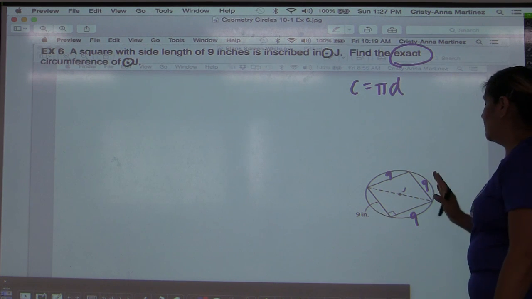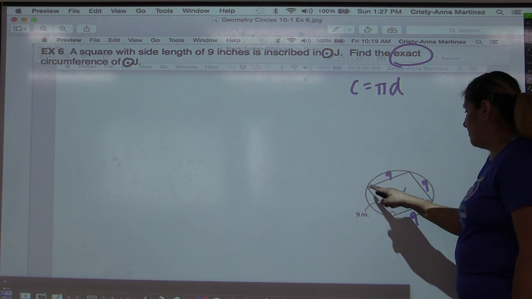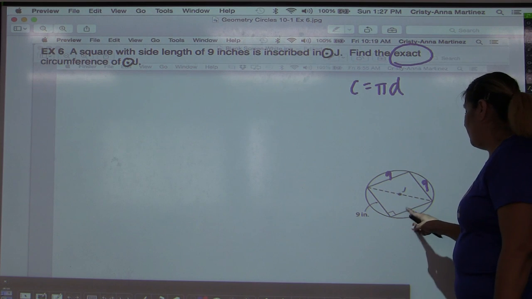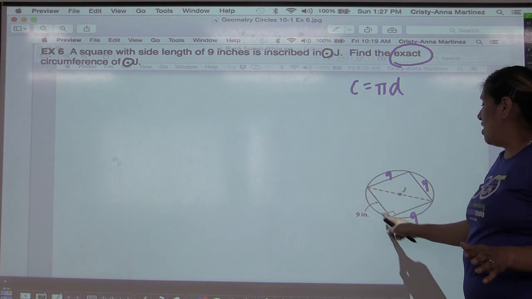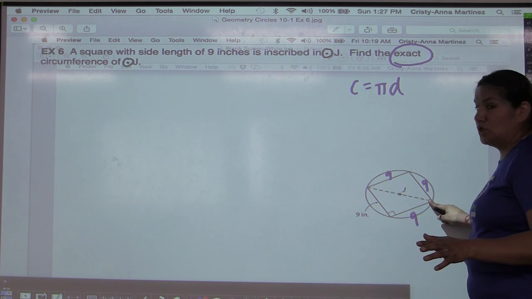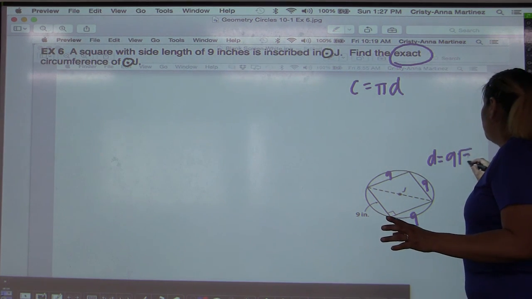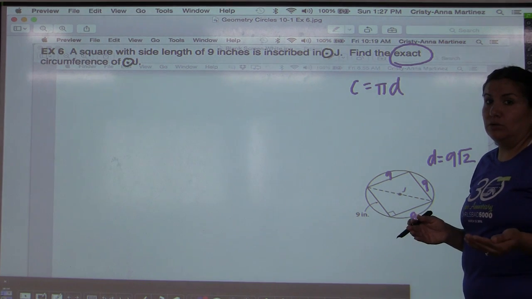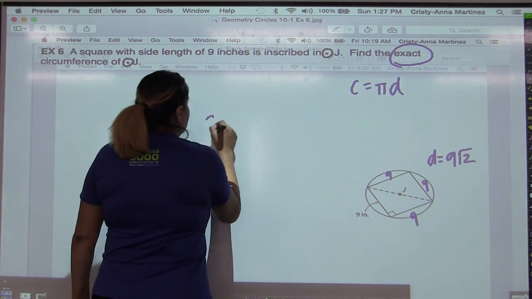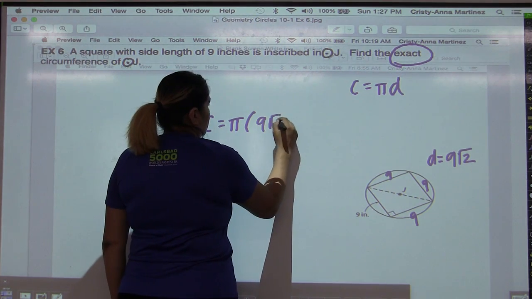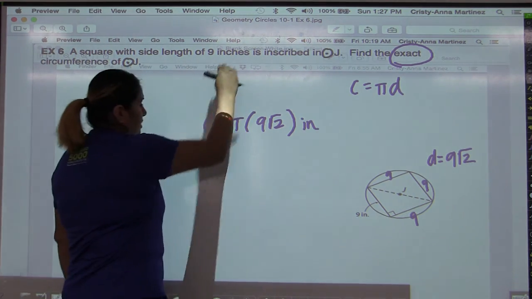And what I know is that this is a square, and so this is a 90-degree angle, and all of them are 90-degree angles. And if I'm going to cut this in half, this is going to be a 45, 45, 90. And we know that's a special right triangle, and when you have a 45, 45, 90, you have side, side, and side root 2. So we know that the diameter is 9 root 2 based on the 45, 45, 90 special right triangle formula from the previous chapter. So now we're just going to plug that in. So it's going to be pi times 9 root 2, and then this is going to be in inches because we have inches here for our units.